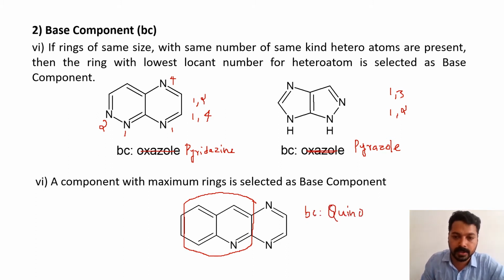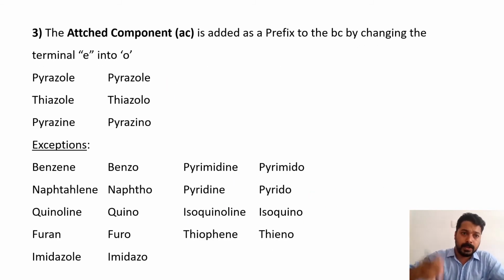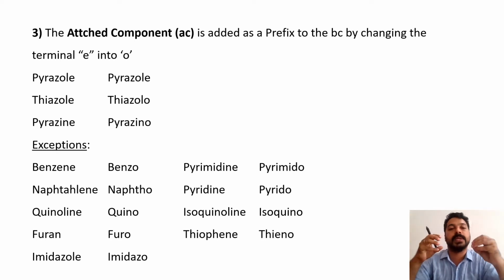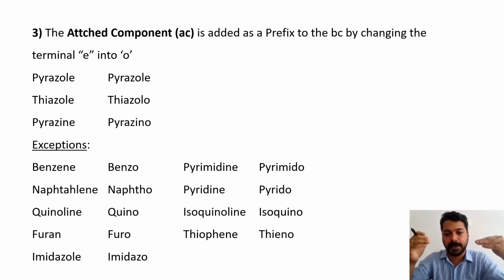Base component will be quinoline. Clear? So that is the criteria for selecting the base component. So next point, I told you a fused heterocyclic system is divided into two parts. One is the attached component and one is the base component. I have explained what the criteria are for selecting the base component. So next, let us see how an attached component is chosen and how it is named.